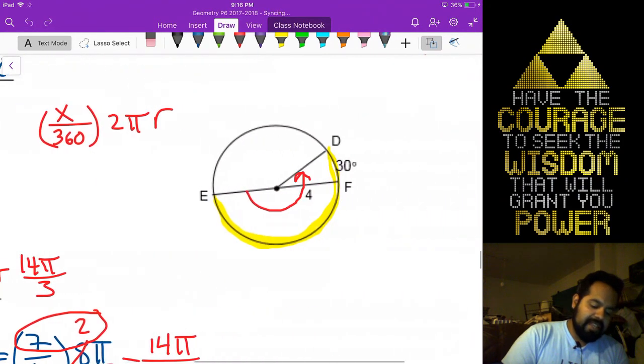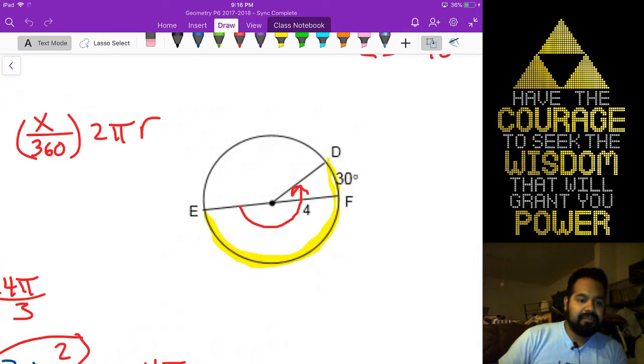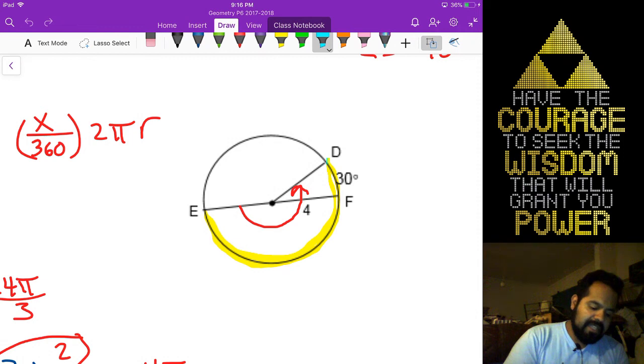Whatever. The length of DE. So really quick here on this one. DE, whenever it's 2 letters, you always do the shortest distance on the arc. That makes this 150 degrees.